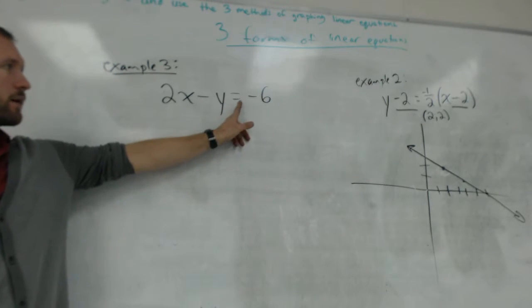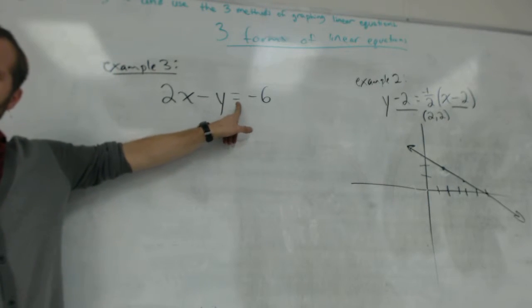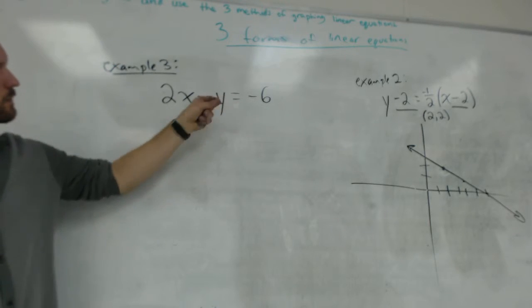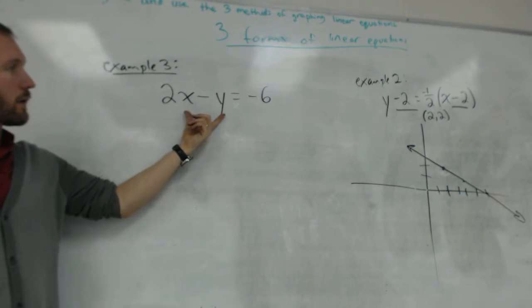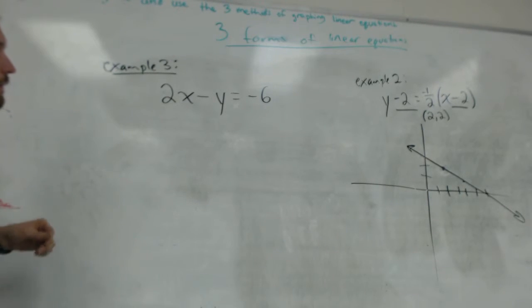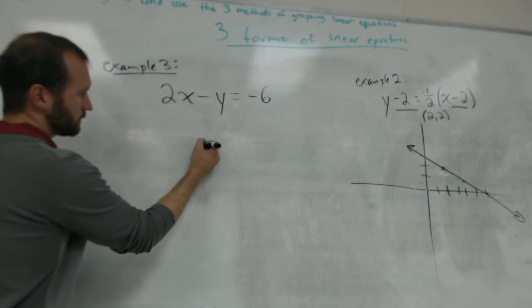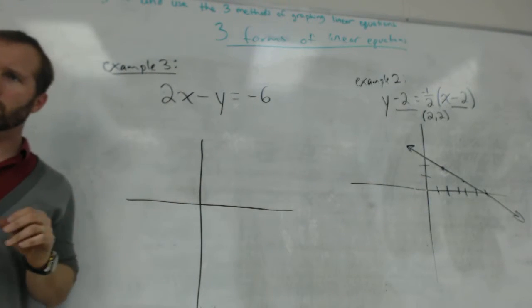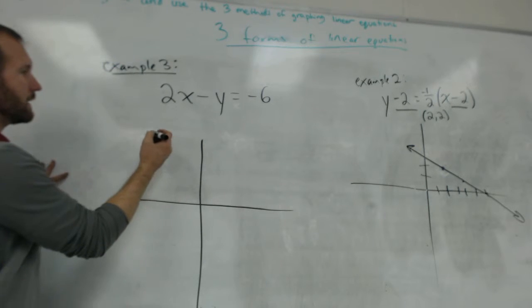There's like where the equals is kind of gives it away. How did you know? X and y are both on the same side. That's another clue. All right. How are we going to graph this one? Yeah, make the x a 0.